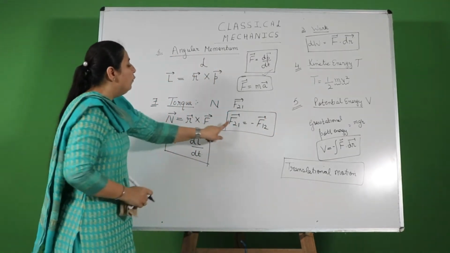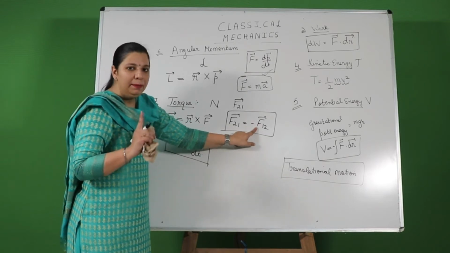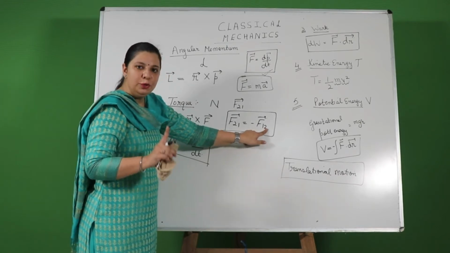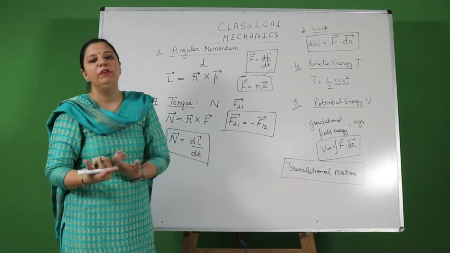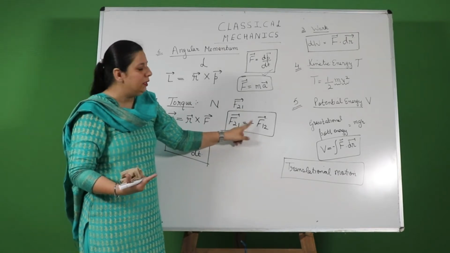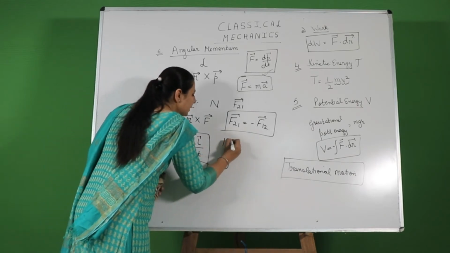This means the force on 2 due to 1 is the same in magnitude as the force on 1 due to 2, but the direction will be opposite. So this negative sign shows opposite direction. The equality sign shows that their magnitudes are the same.